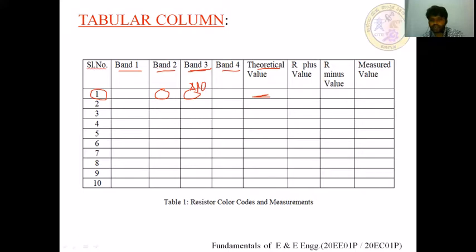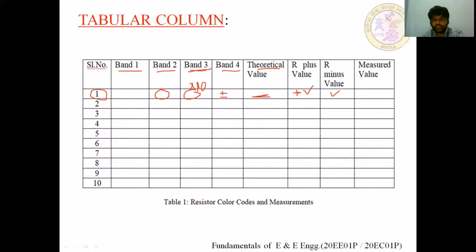Next, we have to calculate the R plus value. Band 4 indicates the tolerance value, which can be either positive or negative. R plus means the positive tolerance: we calculate the resistance with the positive tolerance value and write it down here. Here we write the resistance value with the negative tolerance.